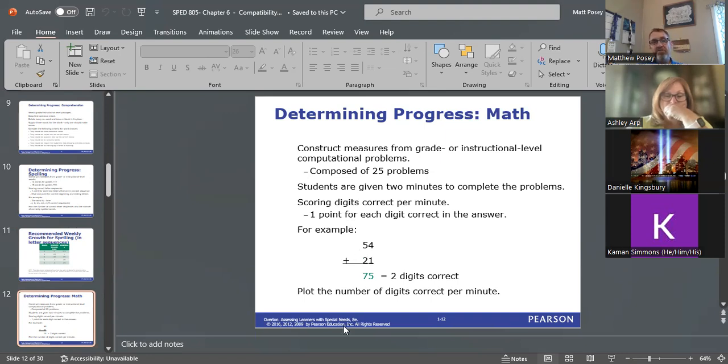So you have 54 plus 21, 75. So that's 2 digits correct. Okay, so you're going to plot the number of digits correct per minute. Okay, so if you give 25 problems and you're doing 2 digit plus 2 digit, you would have 50 digits as the maximum amount correct, right? So that's how you would figure that, and then you would plot it.